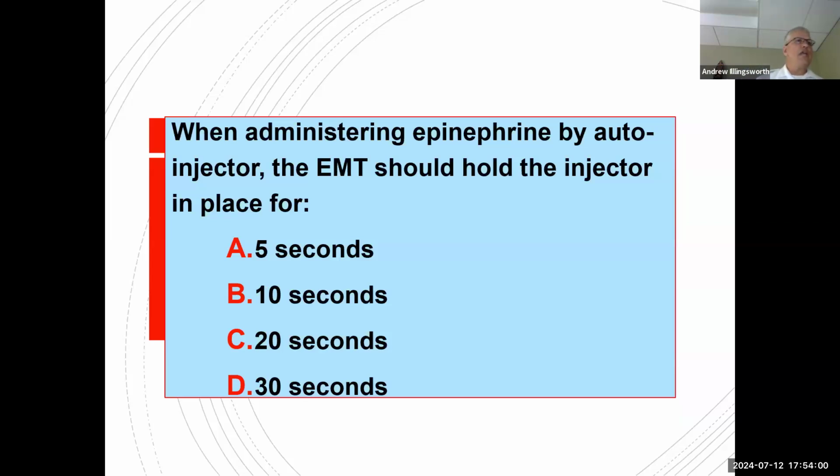When administering epinephrine via autoinjector, the EMT should hold the injector in place for, you'll see all sorts of different verbiage on this. It's anywhere from 3 to 15 seconds. Do 10 seconds. That's going to get you what you need to go.